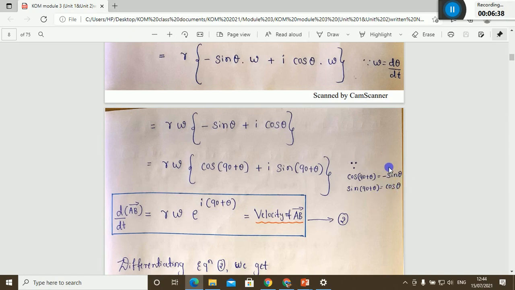So I can replace minus sin theta by cos(90 plus theta), and this cos theta by sin(90 plus theta), and use the same equation. So cos theta plus i sin theta is e raised to i theta. In a similar manner, cos(90 plus theta) plus i sin(90 plus theta) becomes e raised to i(90 plus theta). The remaining will be as it is, r omega. I can write this part of the equation as e raised to i theta, where theta is this entire part. It means e raised to i(90 plus theta).